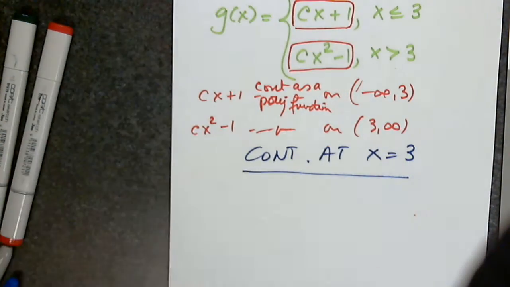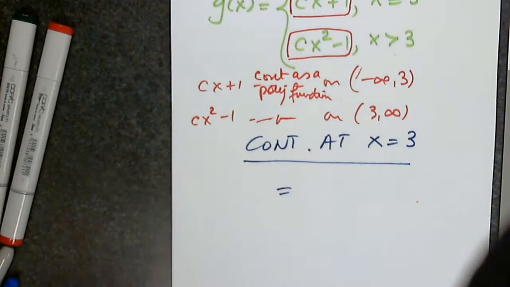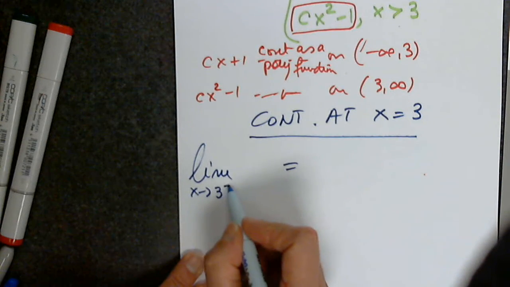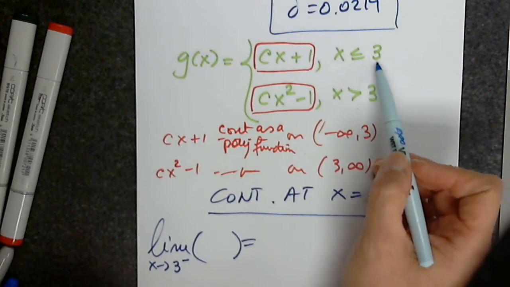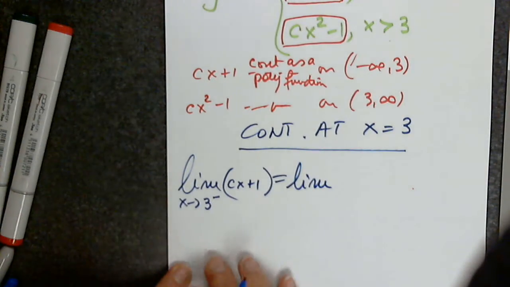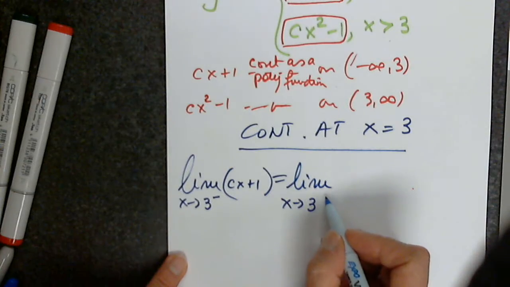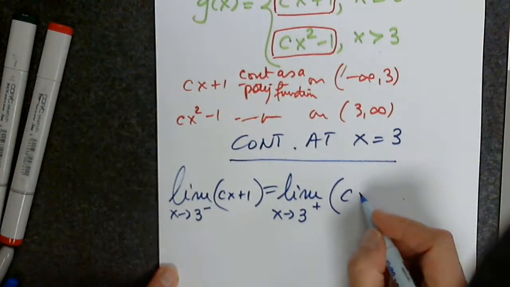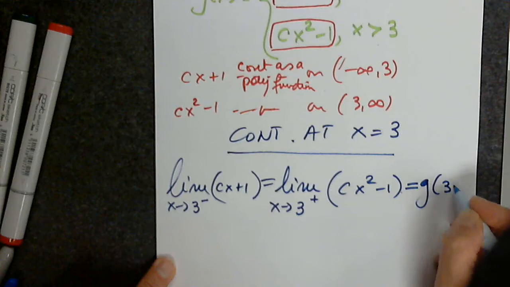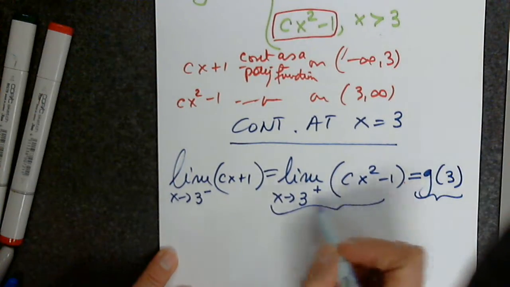What has to happen at x equals 3 for this function to be continuous? Okay, equal. X approaches 3 to the left, cx plus 1. Yes, to the left is cx plus 1. Must equal the limit as x approaches 3 from the right, cx squared minus 1, must equal g of 3. Very good. And we'll find those 3 in a moment.